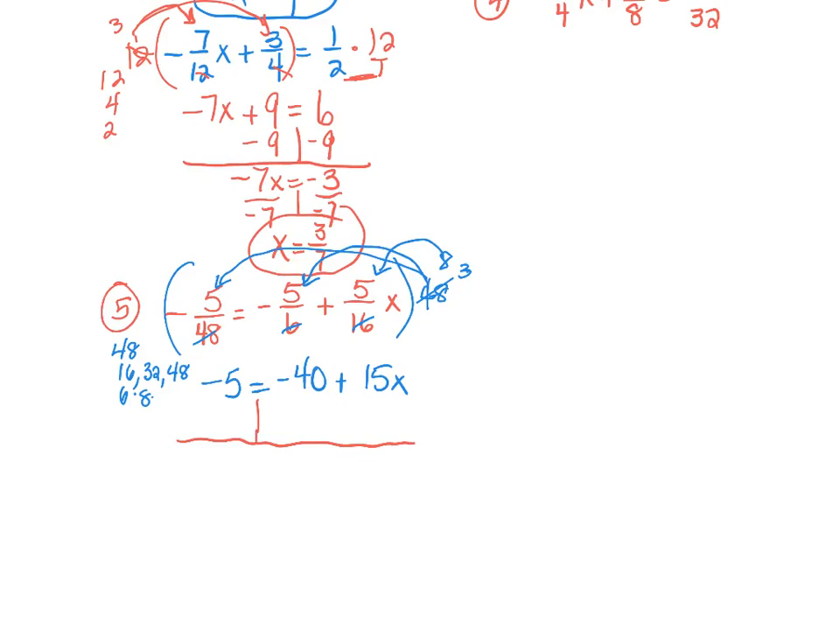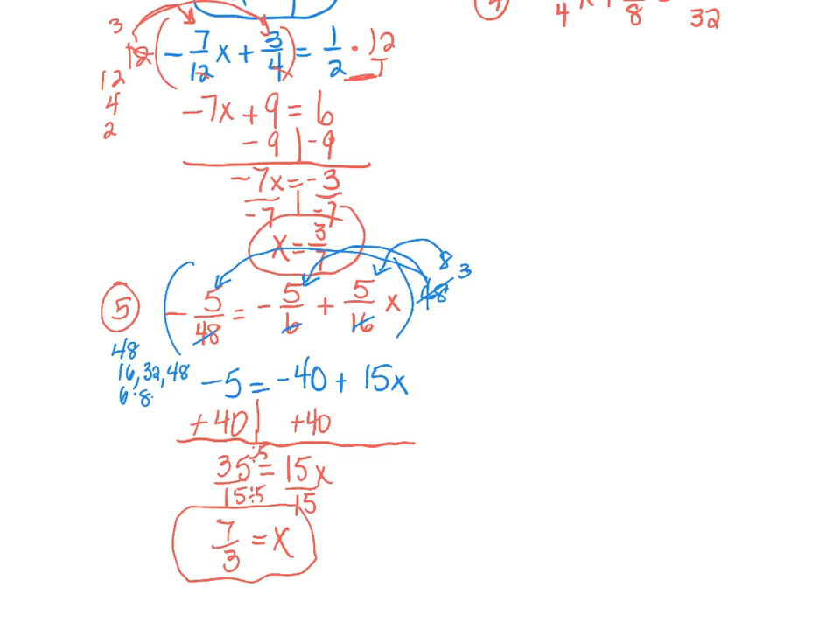Okay, so we're going to get rid of the negative 40. We're going to add 40 to both sides. And we get 35 is equal to 15x. Divide both sides by 15. And again, you guys, I told you could leave it as a reduced improper fraction. So 5 comes out of each of these. And we get 7/3.